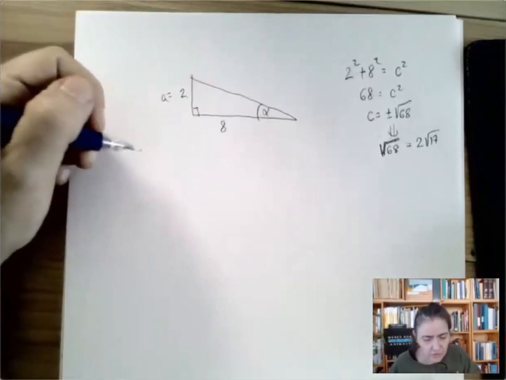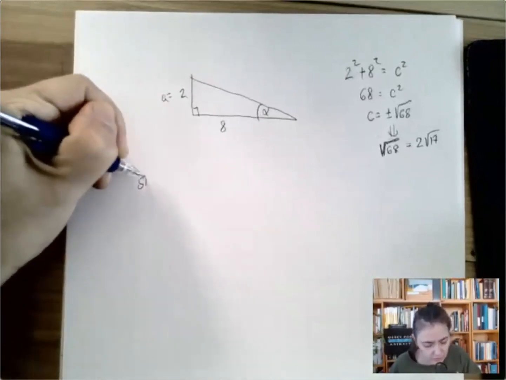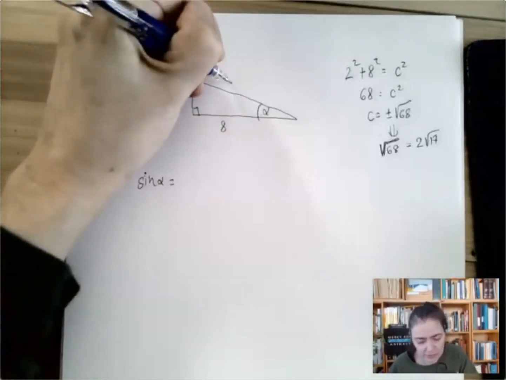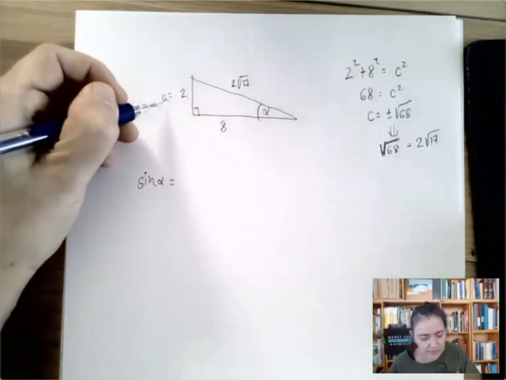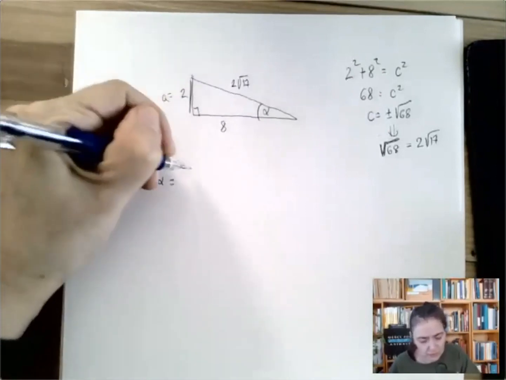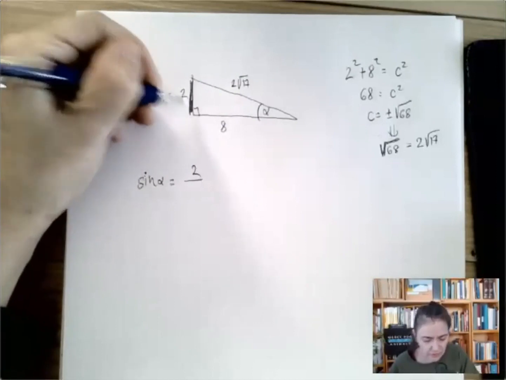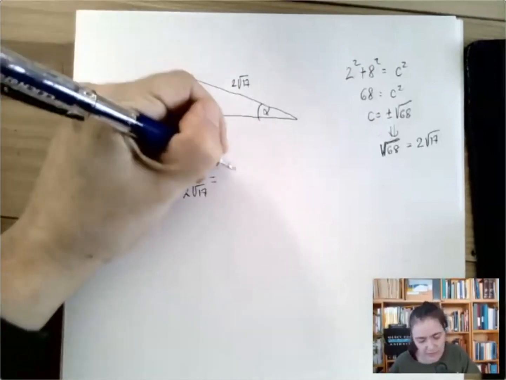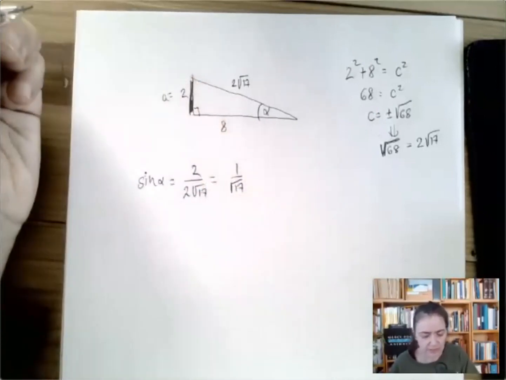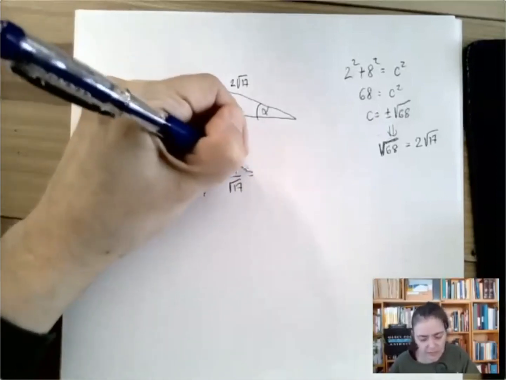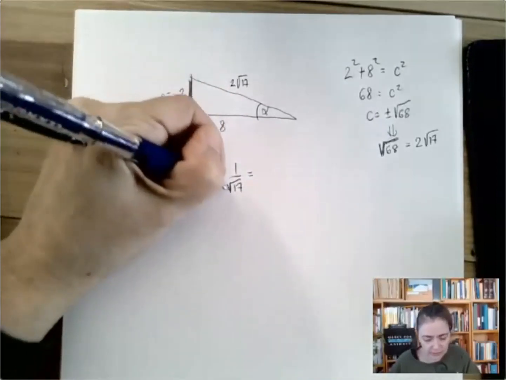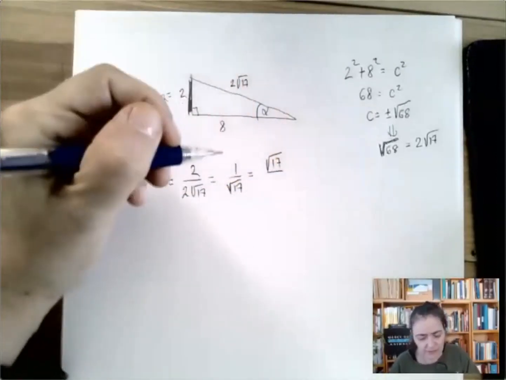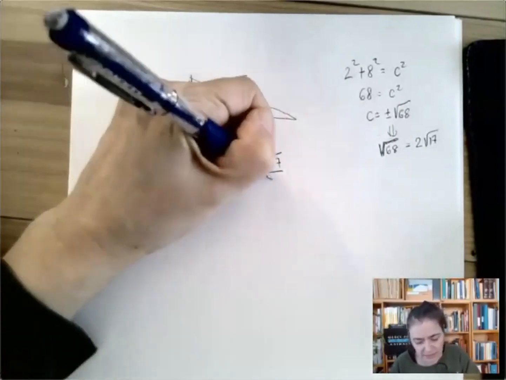All right, let's see. So we have to find all 6 trigonometric function values. Sine alpha is opposite over hypotenuse. So the side opposite alpha is 2. Hypotenuse is 2 times square root of 17. 2 cancels out, and we have 1 over square root of 17. Or we can rationalize it by multiplying both numerator and denominator by square root of 17. Then this will become square root of 17, and this will become 17.